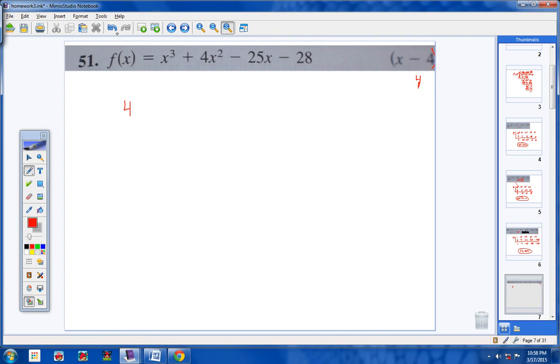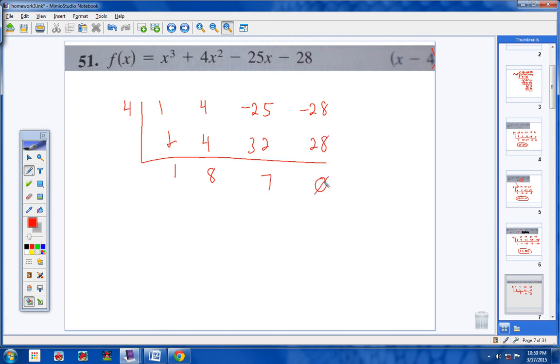We understand that. So I'm going to put 4 in, and I should get out 0, so I'm going to verify that this is truly a factor. I'm going to do that right now. I should get out 0. So here we go. Bring down your 1, multiply, combine, multiply, combine, multiply, combine. Yes, we got out a 0. So we did step A, check, we confirmed that's a factor.